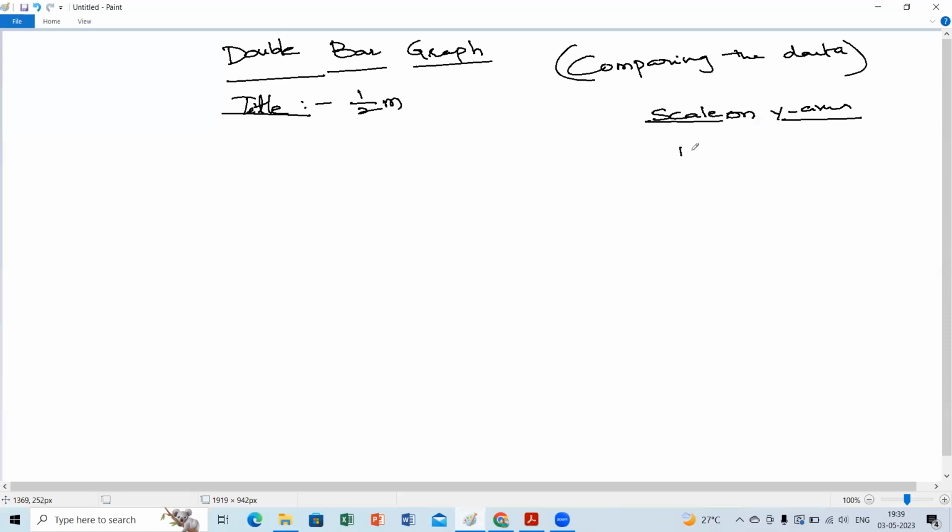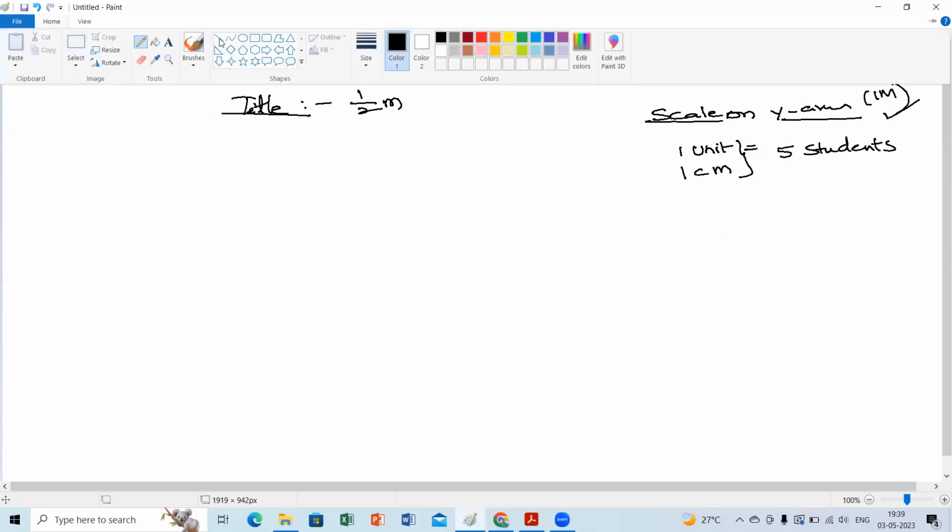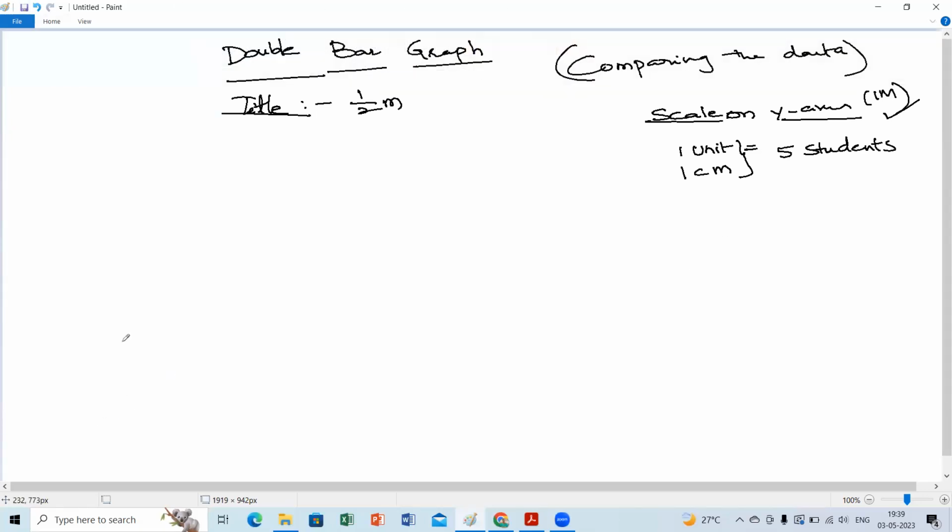1 unit, or 1 centimeter, is nothing but 5 students. You can write anything, children. Same thing. Once again, this scale part is completed. You will get 1 mark here. Then go with the drawing of your bars, x-axis and y-axis.